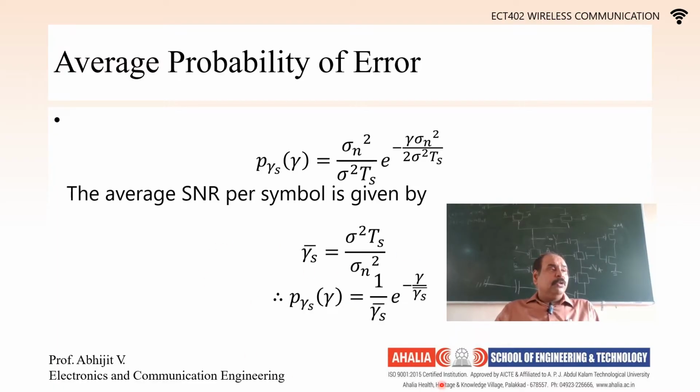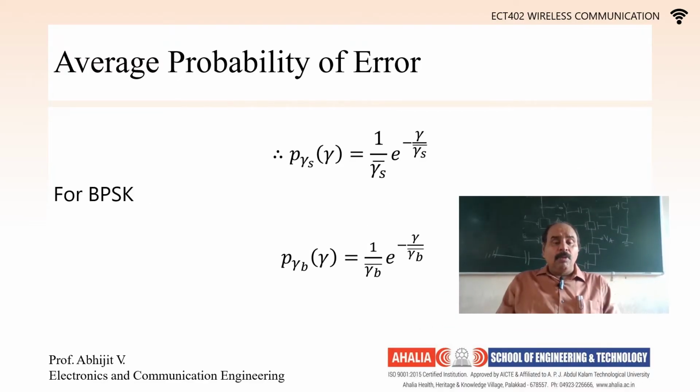So the probability of SNR gamma S to be gamma is equal to 1 by gamma S e raised to minus gamma by gamma S, the average signal to noise ratio per symbol. You should understand that we are calculating SNR per symbol here. So we have derived that P gamma S of gamma is equal to 1 by gamma S e raised to minus gamma by gamma S.